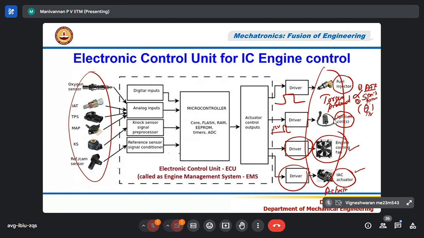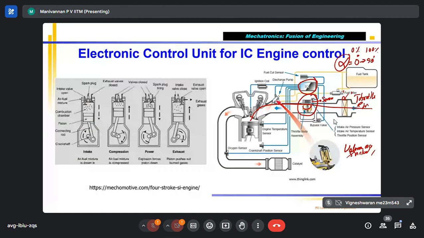Additionally, if you are using throttle position sensor alone, then you need to measure the temperature. Temperature of the air. This air is going in, this temperature, that is called inlet air temperature.